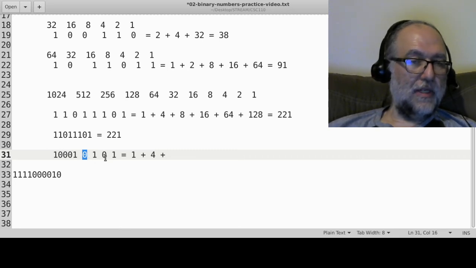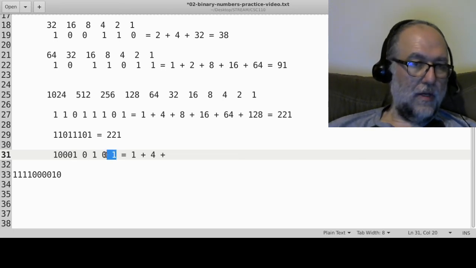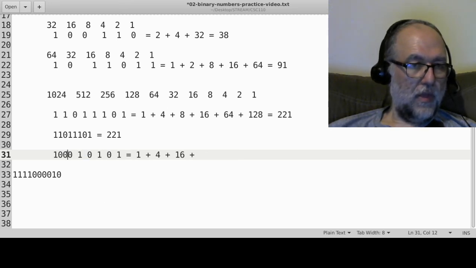If you get lost because there's too many digits, just start on the right side and count over again. 1, 2, 4, 8. No 8s, so I didn't put anything here. What column is this one? Well, now we're up to the 16. So 1, 2, 4, 8, 16. All right, so that was a 1 in the 16th column.